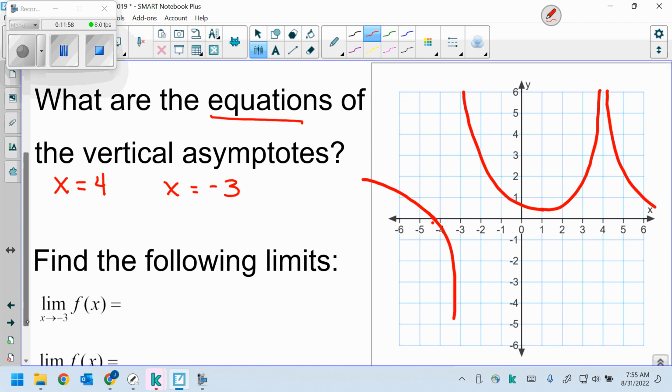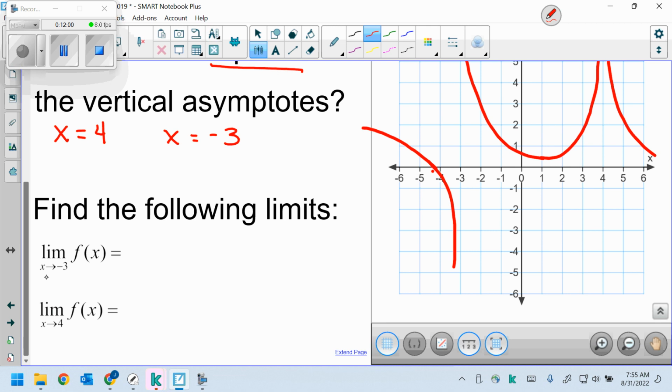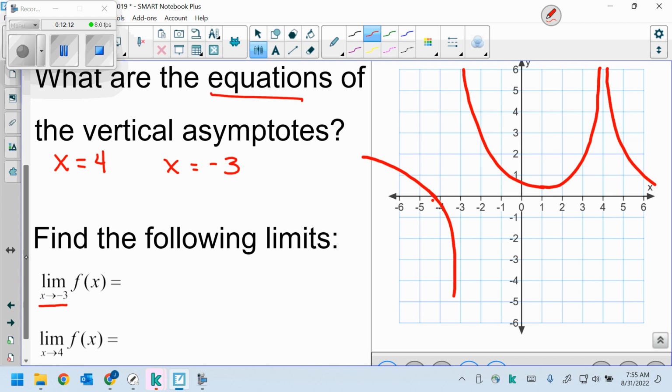Let's find the following limits. What is the limit as x approaches -3? And it must be from both sides because we haven't specified any differently. Well, let's see. If I'm approaching -3 from the right, it looks like I'm shooting all the way up to infinity, doesn't it? But if I'm approaching -3 from the left, I'm going to -infinity. And those don't agree. And therefore, this limit does not exist.